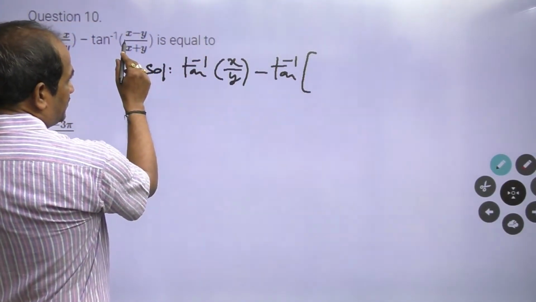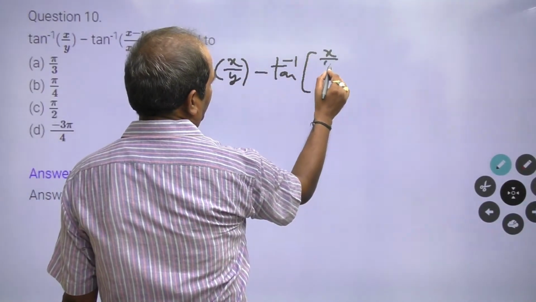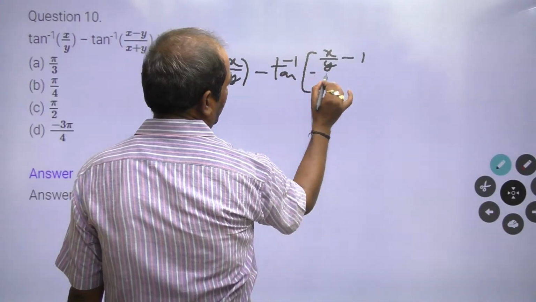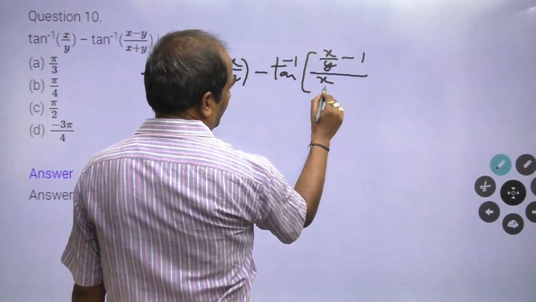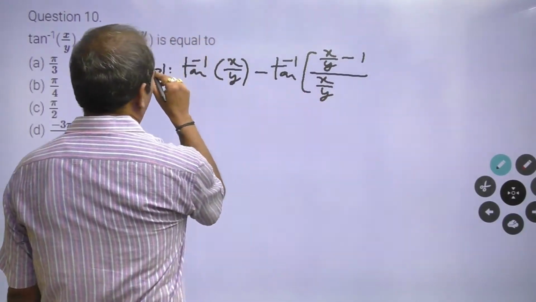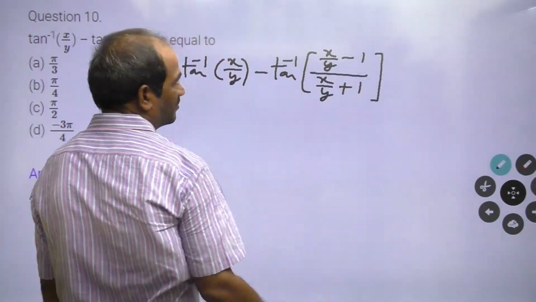Dividing by y, the numerator is x by y minus y by y, and y by y is 1. The denominator is x by y plus y by y, that is 1.